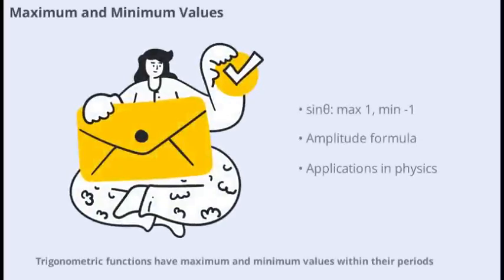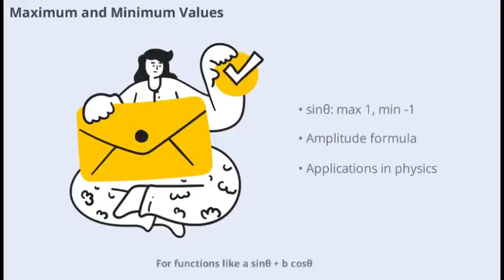Trigonometric functions have maximum and minimum values within their periods. For example, the maximum value of sin theta is 1, and the minimum is -1. For functions like a sin theta plus b cos theta, you can use the amplitude formula to find the extreme values. This is important in both pure and applied mathematics.